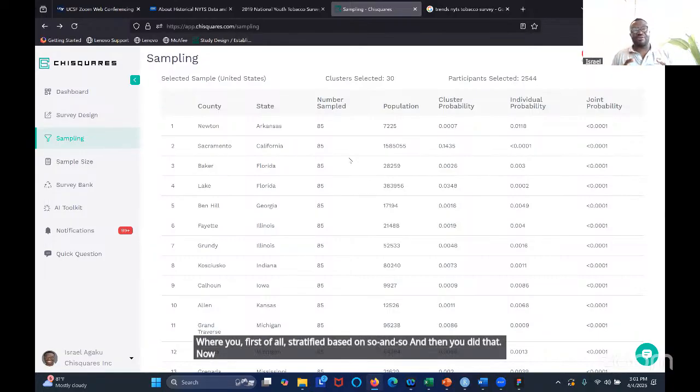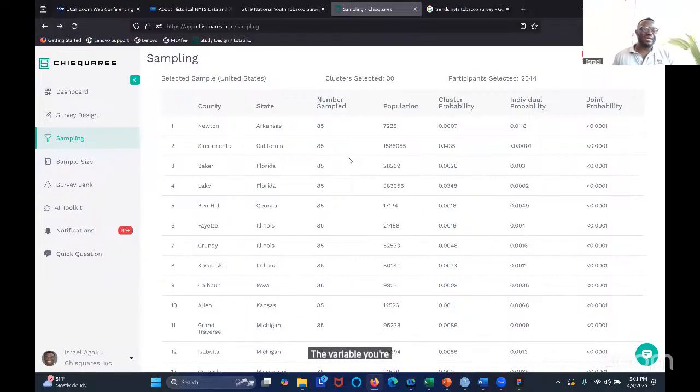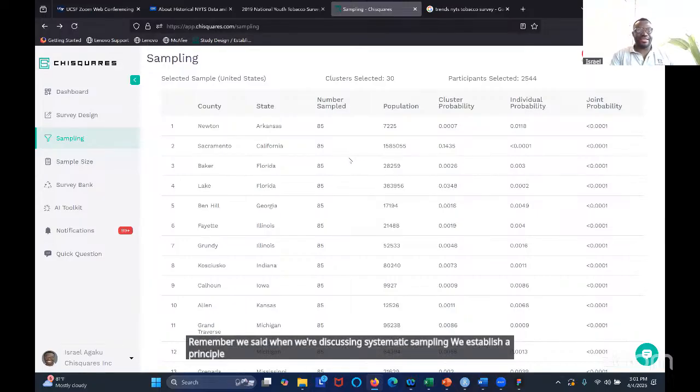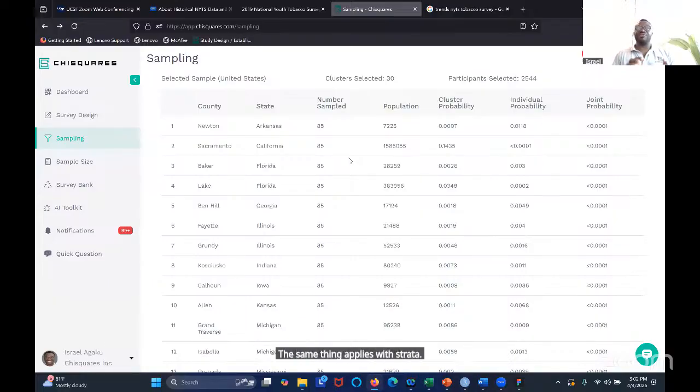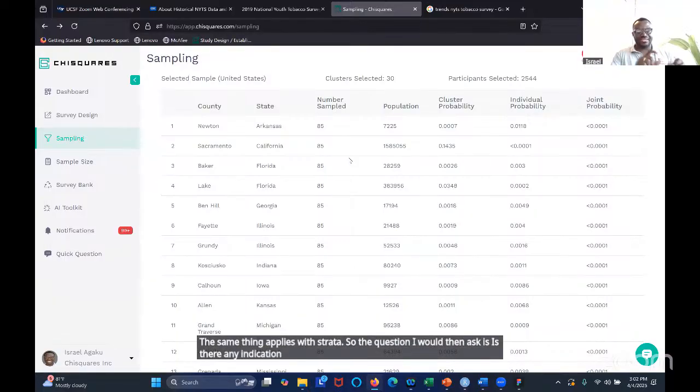Now, the only thing I would advise is that when you're stratifying, the variable you're stratifying on must be highly correlated with the outcome. Remember, when we were discussing systematic sampling, we established a principle that when you are sorting your sampling frame, the variable you are sorting on must be highly correlated with the outcome. The same thing applies with strata. So the question I would then ask is, is there any indication that this geozone variable that you are stratifying on is correlated with the outcome? If it's not, then why are you stratifying on it?